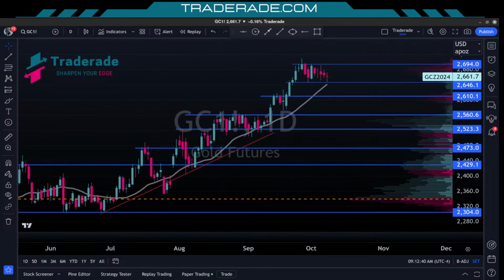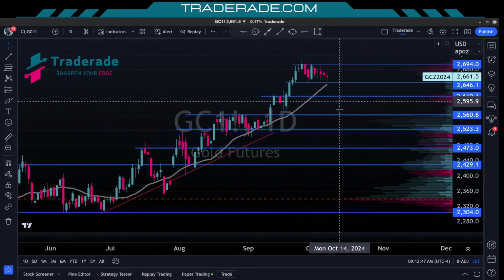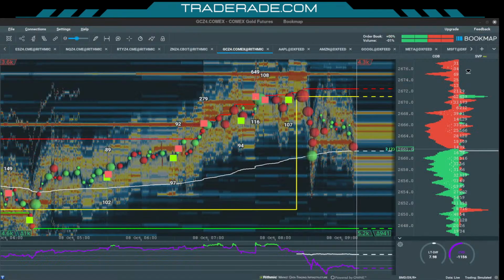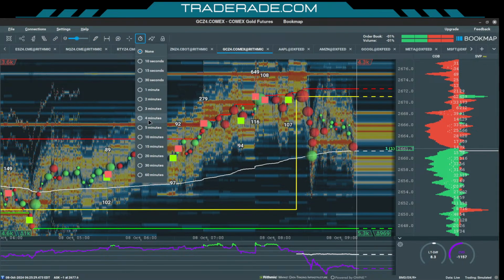I really don't want to see it go much below 2646, or I think we're going to start to build a larger consolidation range, right? Then that opens up downside to 2610, possibly 2560. But I'm still constructive on gold going into next year. I think we're going to get to $3,000 an ounce probably by the first half of next year.